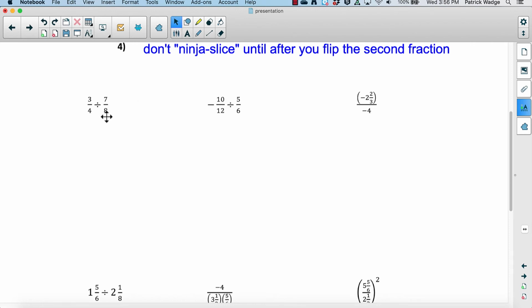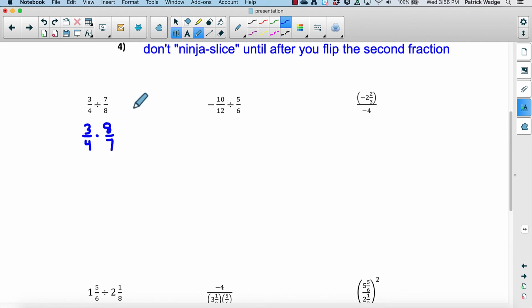Okay, so here we go. No negatives in this one. Don't need to find common denominators. We don't have mixed fractions, so we can just get right to it. We keep the first fraction the same, 3 over 4. We don't want to divide, we want to multiply, and we flip the second fraction, 8 over 7.